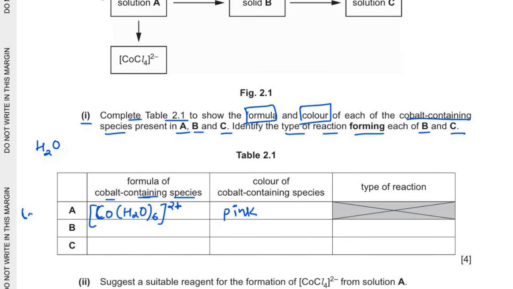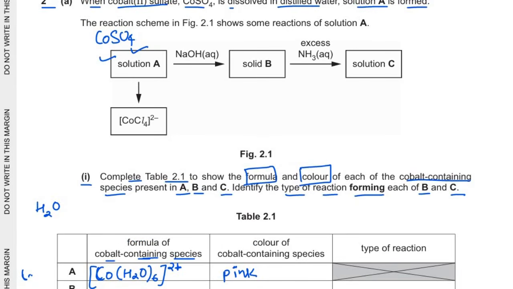So this is the pink color solution we will get. Now let's understand what is solid B. Now what is happening? We are adding sodium hydroxide to the solution and we get solid B. Now solid B means what? We have got precipitates of some compound. Now what are the precipitates? They are the precipitates of cobalt hydroxide. Now if you want to directly write cobalt hydroxide, that is also fine.